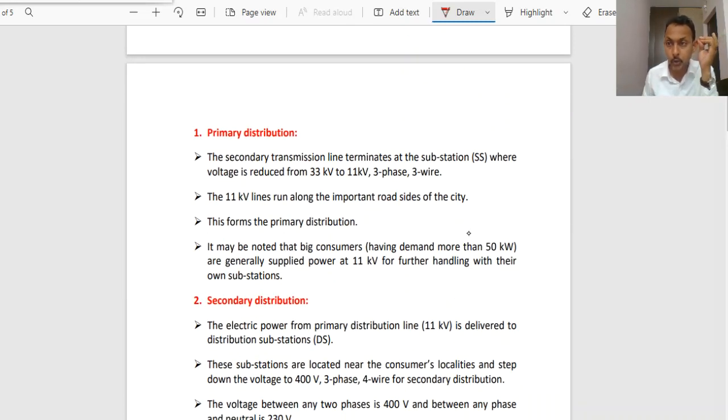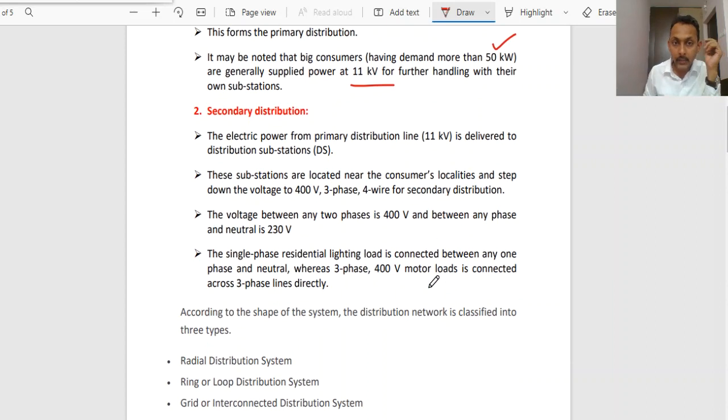For example, dear students, if the consumer's load demand is greater than some 50 kilowatt, instead of stepping it down to 400 volts, directly they will be given the 11 kV feeder line into their premises. Depending upon their load requirement, they will select the transformer size and step down as per their requirements.